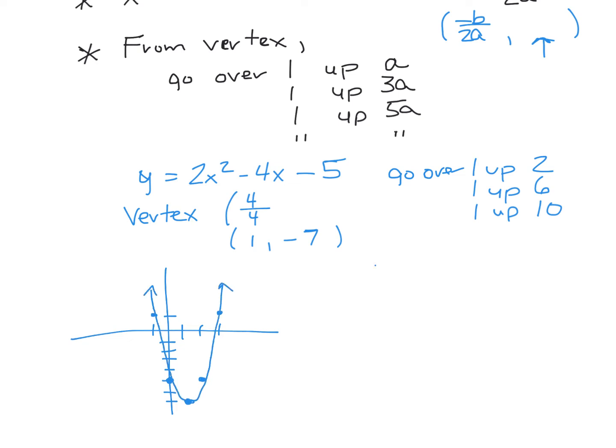So when you're making your table of values, we could put our vertex right there in the middle, sorry, that's a positive 1, negative 7, and then as we go over 1, we're going to go up 2. And as we go over 1, we're going to go up 6, and so on. And then we'd go up 10. Going the other direction, we would do the same thing because we've got symmetry. So kind of a quick and easy way of getting other points and not having to make a table of values.